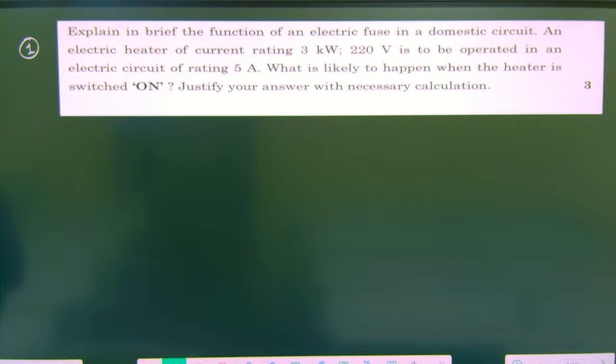Now here in this question, we have to check what happens if a 3 kilowatt, 220 volt heater is supplied, and the current rating is 5 amperes. What information is given here? The power of the heater is given, that is 3 kilowatt, and the voltage, the potential difference, is 220 volt, and the current is a maximum of 5 amperes only. Then what we have to find out is what happens.